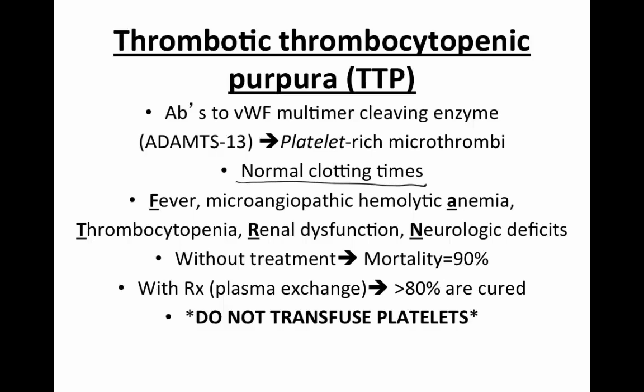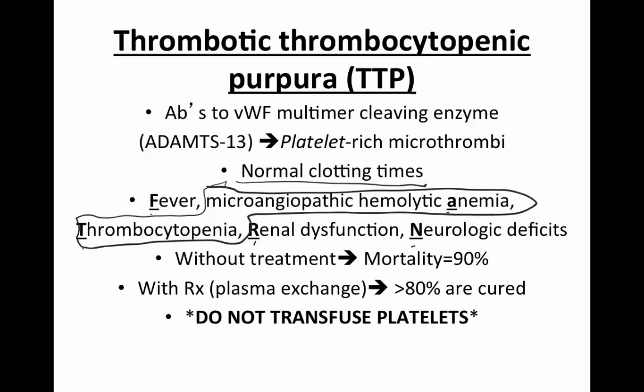So the PT and PTT are usually normal. Fibrinogen is usually normal. The D-dimers may be slightly up non-specifically because clots are formed, but the other clotting times are usually normal. The clinical findings with TTP, the mnemonic is FAT RN: fever, microangiopathic hemolytic anemia, thrombocytopenia, renal dysfunction, and neurologic deficits. By definition, they just have to have these two, the MAHA, microangiopathic hemolytic anemia, and thrombocytopenia.